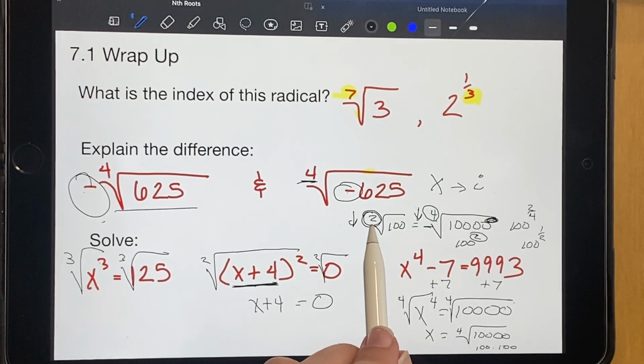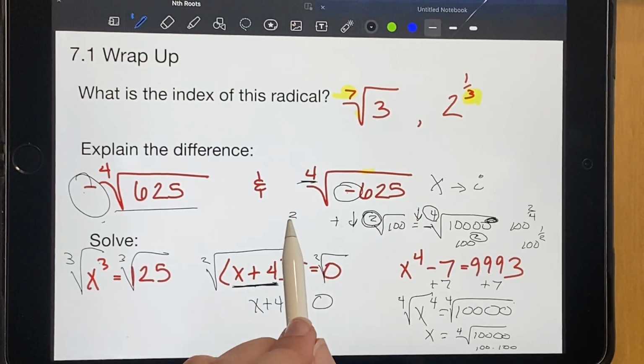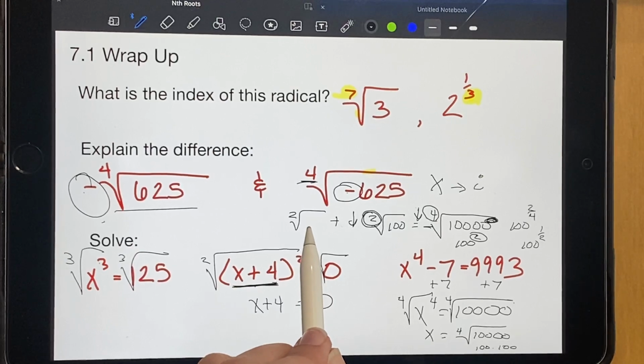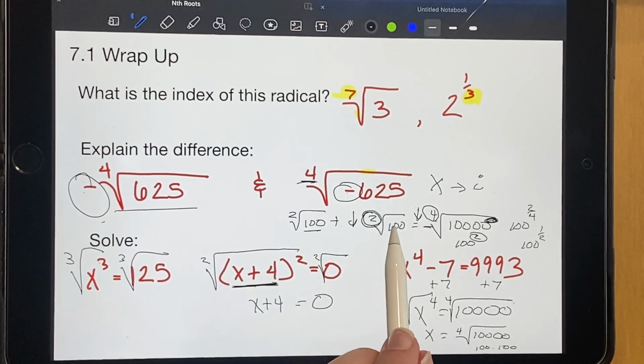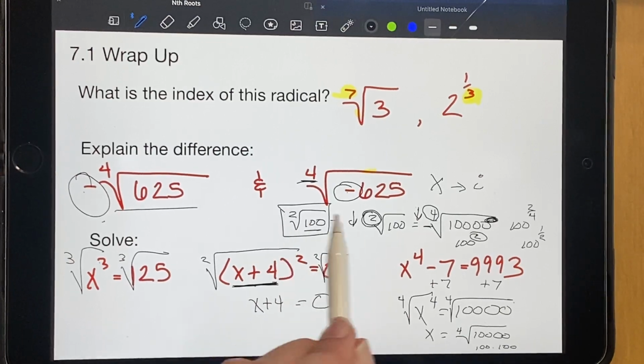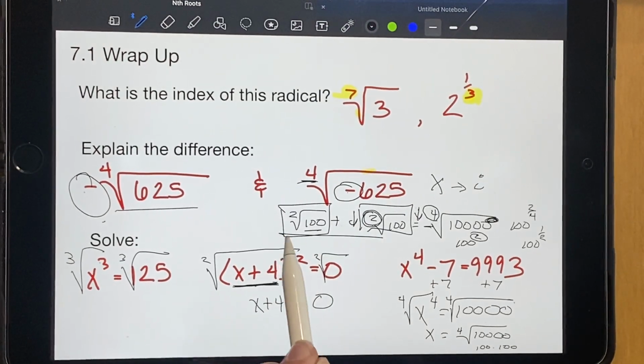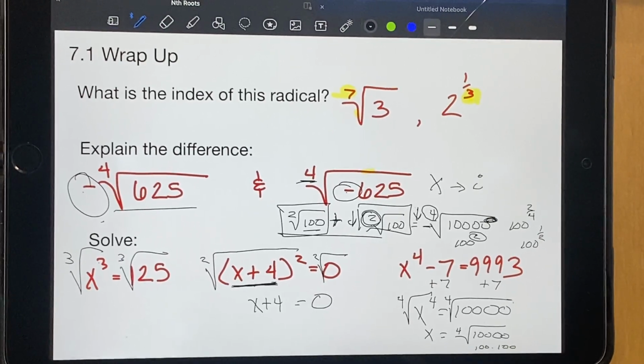And this can be beneficial when you're trying to add, because if I have another square root that I'm trying to add it to, I would want to turn it into a matching base so that I could add them together according to those rules. And that'll be something that we'll start working on later. But that's 7-1 wrap up.